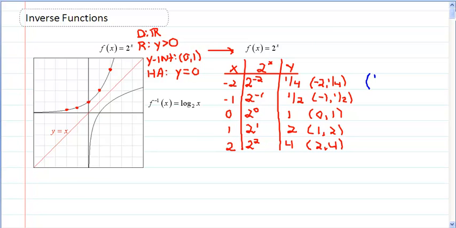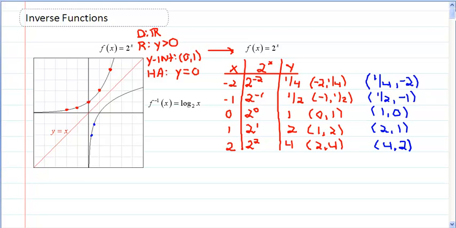Now what I'm going to do is take these points and flip them around so that I have (1/4, -2), (1/2, -1), (1, 0), (2, 1), and (4, 2). And now I'm going to plot them on this curve, and when I do, I see that they form this curve. And if you connect the points, you'll get the graph of the function log x with a base of 2.